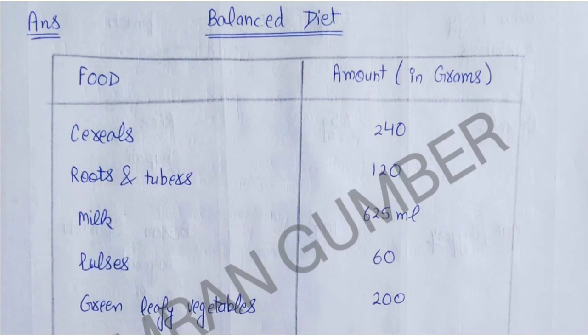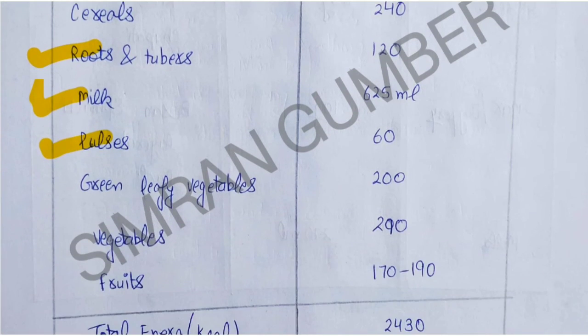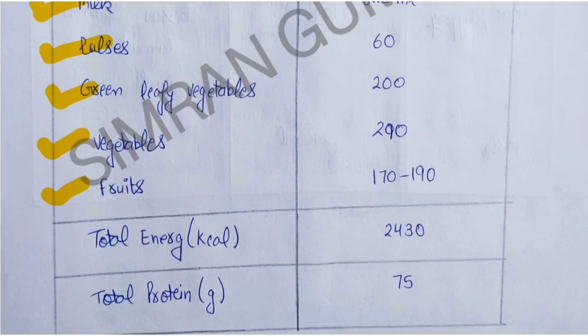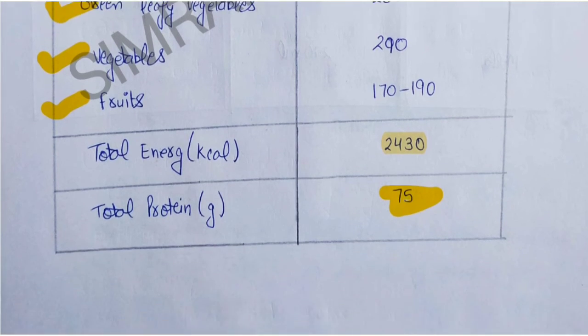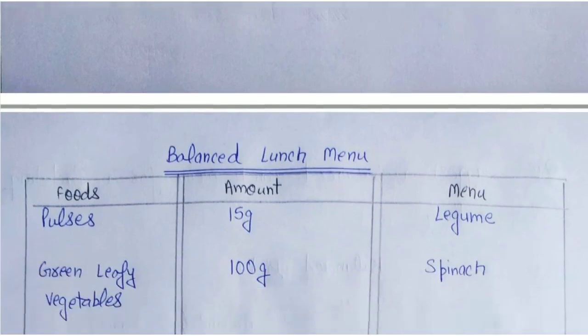On one side I have written food, on other side I have written amount in grams. First, cereals 230 grams, roots and tubers 120 grams, milk 625 ml, pulses 60 grams, green leafy vegetables 200, vegetables 290, fruits 170 to 190. Total energy calorie intake 430, total protein grams 70. In this way we are going to design the balanced diet of a lactating woman.